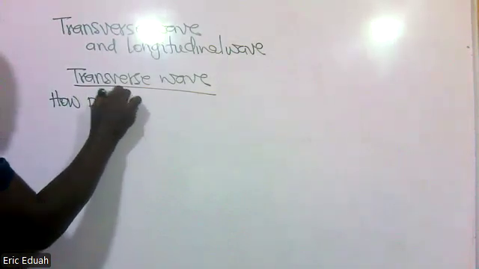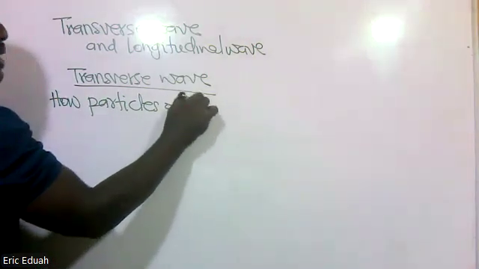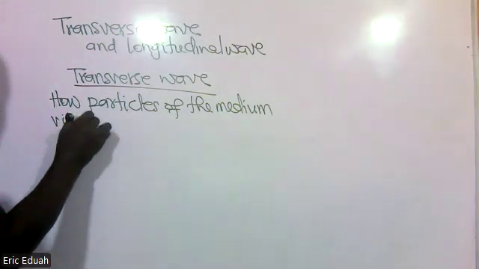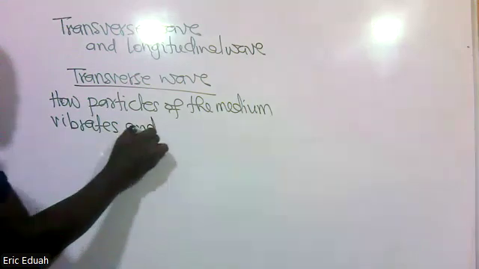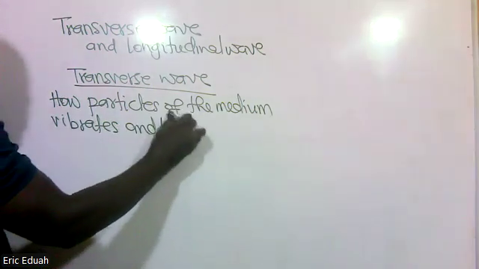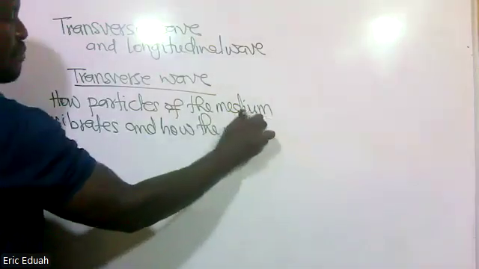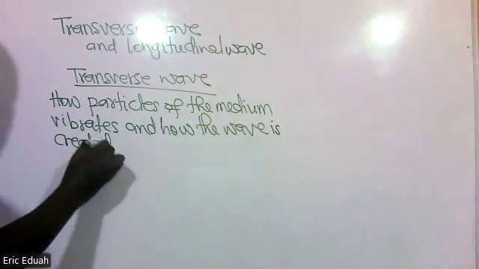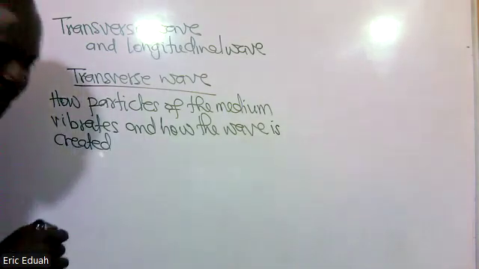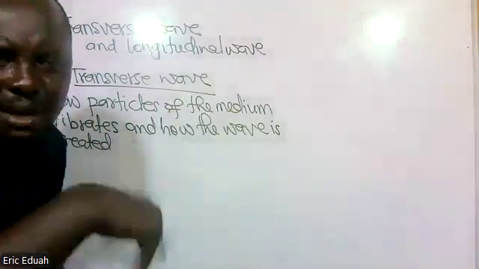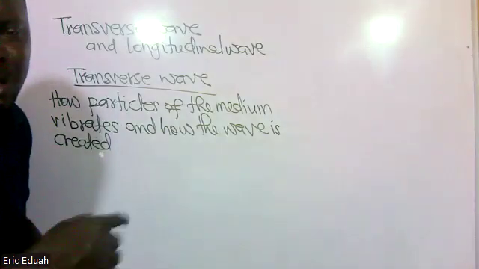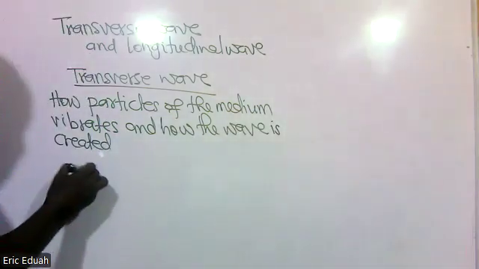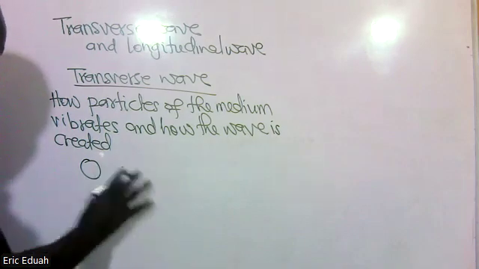How the particles of the medium vibrate, and how the wave is created or formed. So the vibration of the particles creates the wave. But the question is, how are the particles vibrating? And when the particles vibrate, how is the wave produced? So let's use this as the particles of a medium.